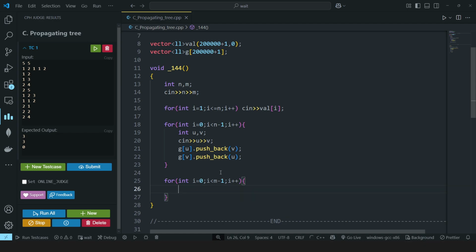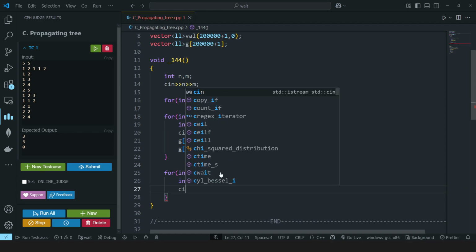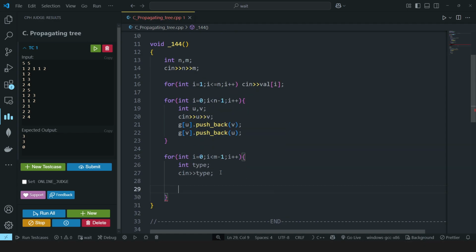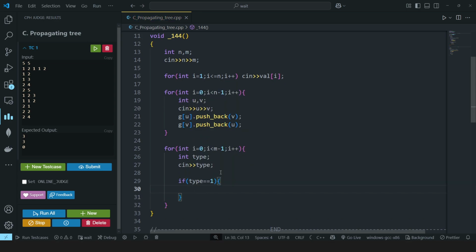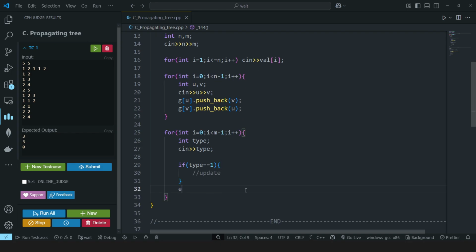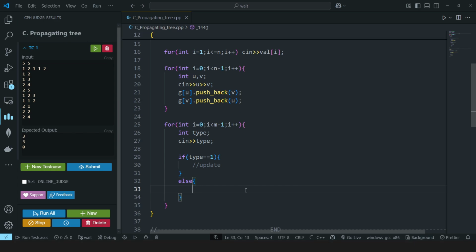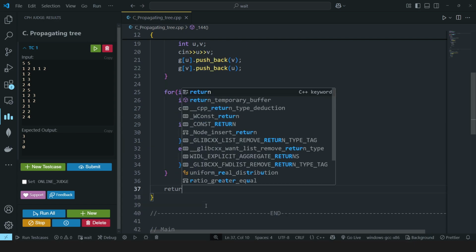And for each of the queries, I will first take the input of the type, right? So if it is of type 1, then it means that I want to actually update the tree, so this is an update operation. But if this is not the case, then the query is of type 2, so I have to actually answer the query. So I have to find the answer for this query. And then at last I will just return.